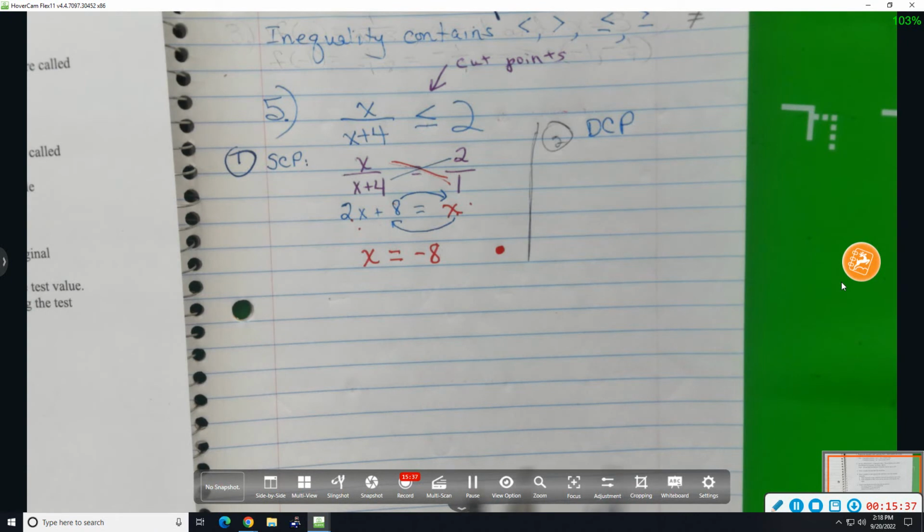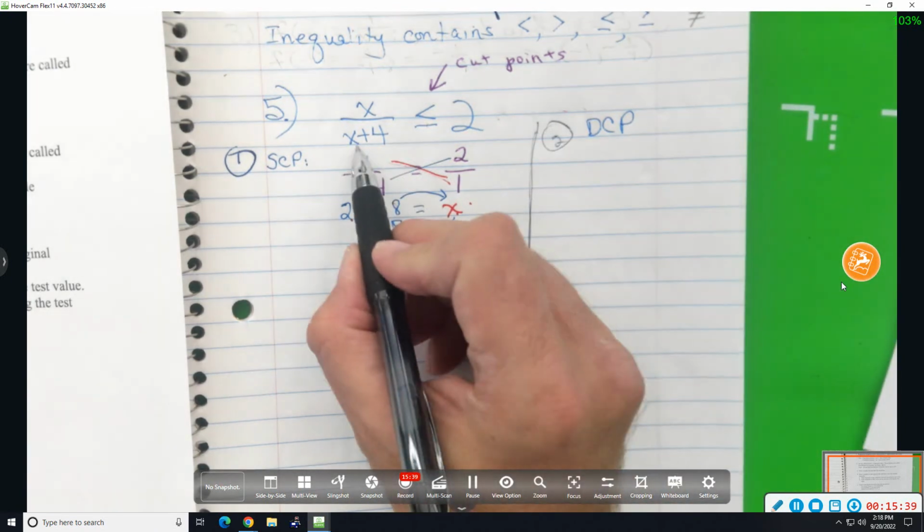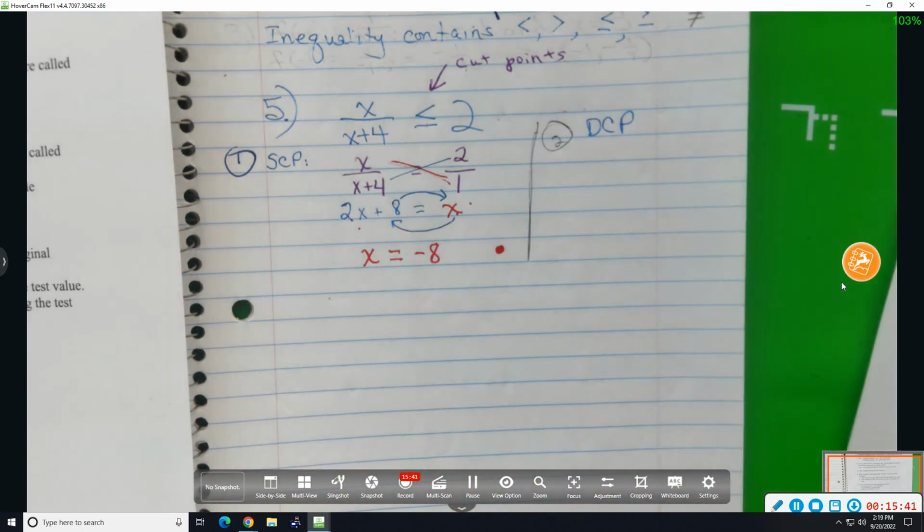Where's my black? Oh, there's my black pen. No, this isn't black.